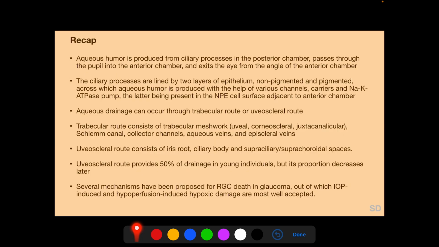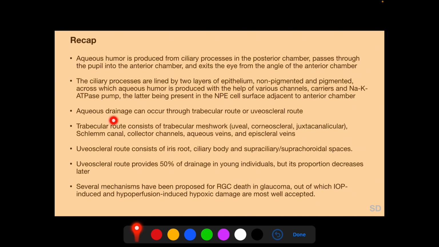To recap the salient points, aqueous humor is produced from ciliary processes in the posterior chamber, passes through the pupil into the anterior chamber, and exits the eye from the angle of the anterior chamber. The ciliary processes are lined by two layers of epithelium, the non-pigmented epithelium adjacent to the anterior chamber and the pigmented epithelium adjacent to the ciliary stroma, across which aqueous humor is produced with the help of several channels, carbonic anhydrase, and the sodium-potassium ATPase pump. The sodium-potassium ATPase pump is present on the surface of the non-pigmented epithelial cell adjacent to the anterior chamber.